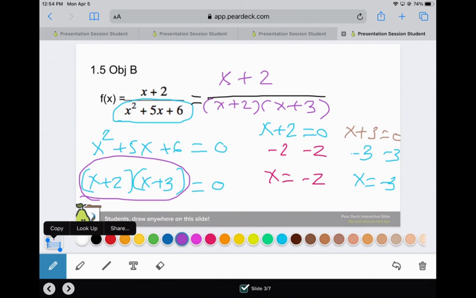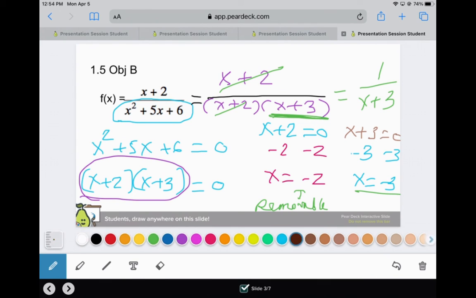So let's take a look over here. The x plus 2 should be able to cancel out. So this tells you this one is removable. And this one right here is still in the denominator, because when you cancel out, you're going to have something like this, right? So the x plus 3 is still in the denominator, so this one is non-removable.